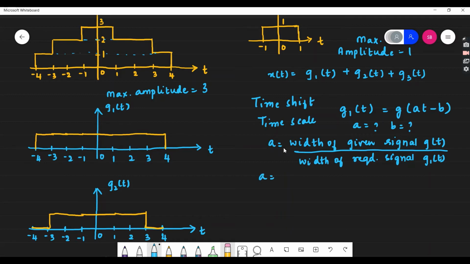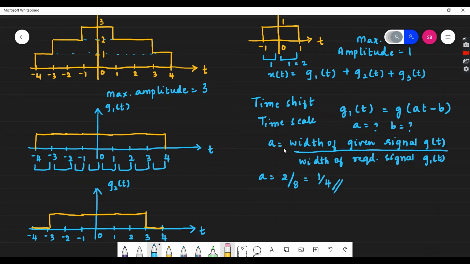So now, what is the width of the given signal G of T? From minus 1 to 0, it is 1 unit. From 0 to 1, it is 1. So it is equal to 2. So the width of the given signal G of T is 2. The width of the required signal G1 of T is 1, 2, 3, 4, 5, 6, 7 and 8. So 2 divided by 8 becomes equal to 1 by 4. So this is the value of the constant A.